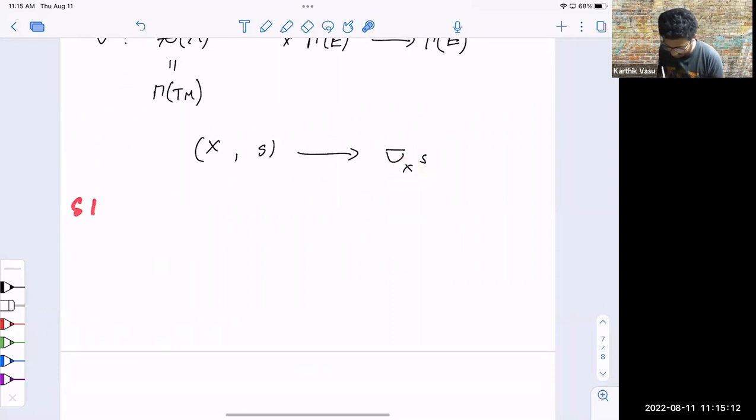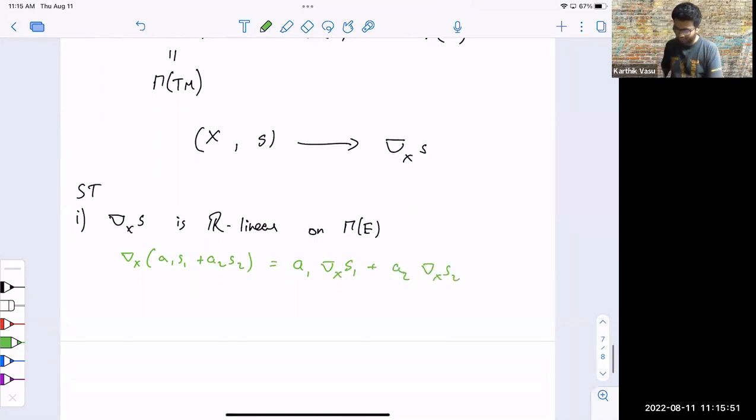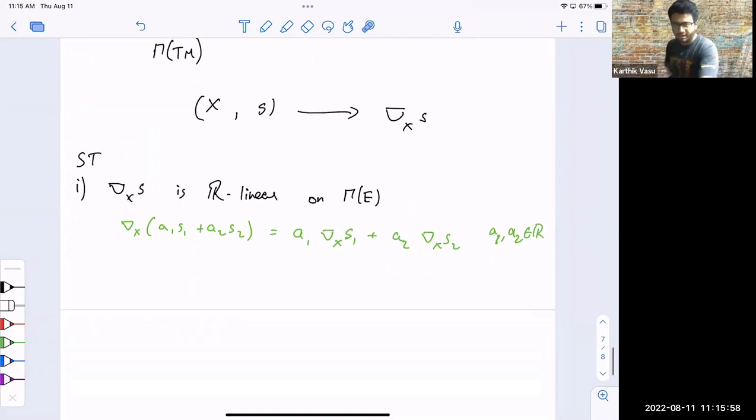And this will have a lot of properties. First, nabla_X is R-linear on sections. So if I have nabla_X of (a1 S1 plus a2 S2), where a1, a2 are real numbers, then I want it to equal a1 nabla_X S1 plus a2 nabla_X S2. So that is what it means to be R-linear.